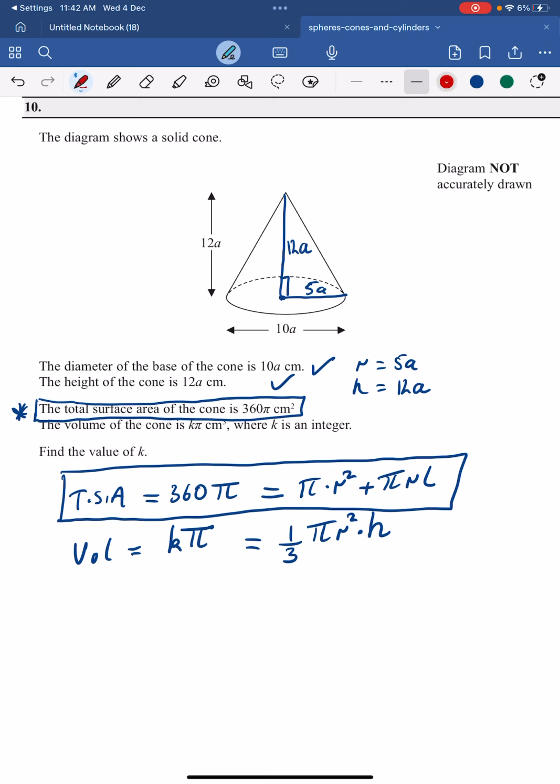So in the formula, we're given the value of r. R is the 5a, right? So we know r, but we don't know the L value. So that's something that we might like to think about. How do we get it? Well, L is this sloping side. And I think we can see L squared equals 5a all squared plus 12a all squared.